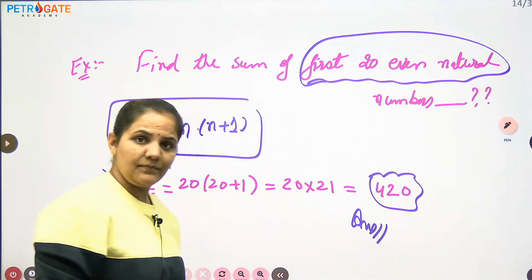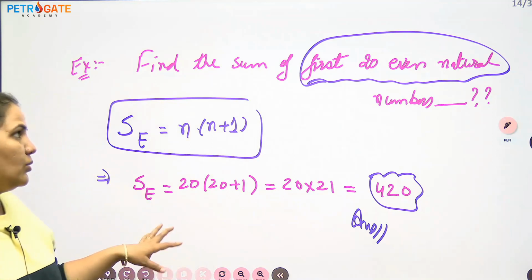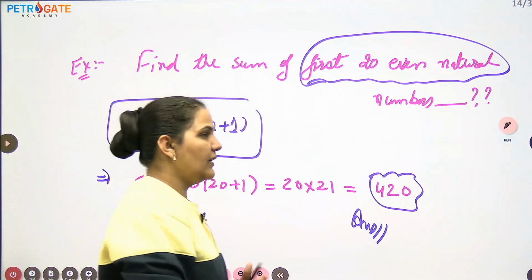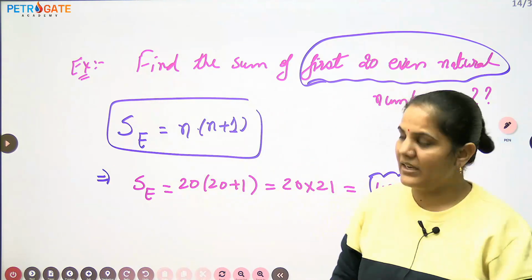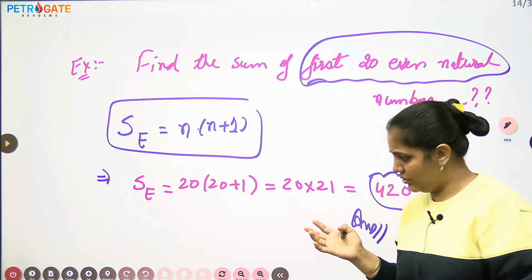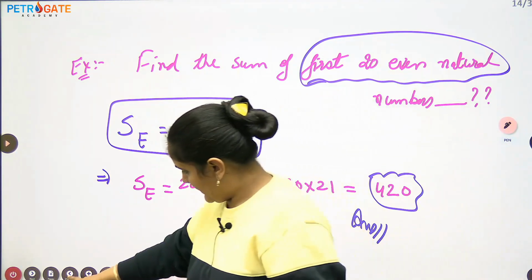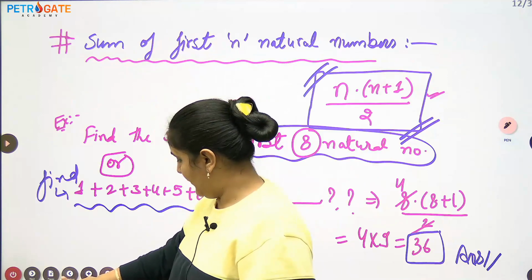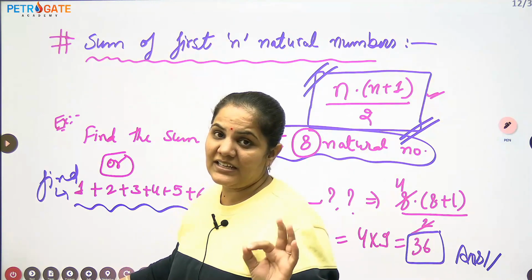Is it clear? So we can easily approach these things. These things definitely help you. There are questions which are actually asked in the GATE exam also, so you should know about these formulas. Clear? This was the formula for the sum of first n even natural numbers.